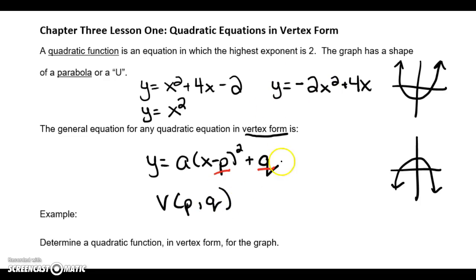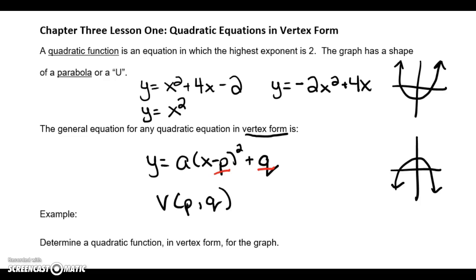One thing that's really important to know is that in our equation we have x minus p. So say we were given the equation, we'd have to take the opposite value of what was in here. Say we had x minus 2, your p value would be the opposite, which is positive 2. If it were x plus 2, you'd have to take the opposite value, so your p value would be negative 2. Okay?